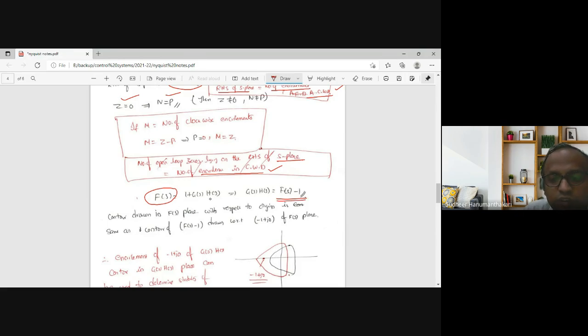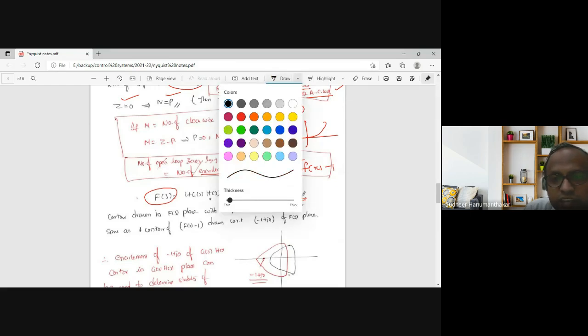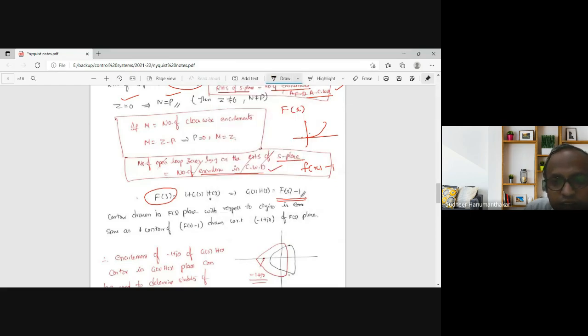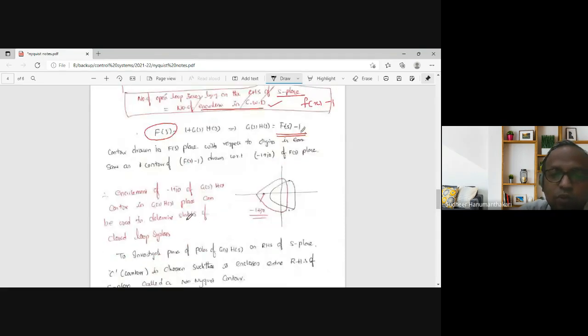However you get f of s, for example, f of x is like this. How will you plot f of x minus 1? For each and every point, I will reduce by 1, and I will draw the plot. So what I will do is that instead of plotting f of s, I'll try to plot g of s into h of s, in the g of s into h of s plane.